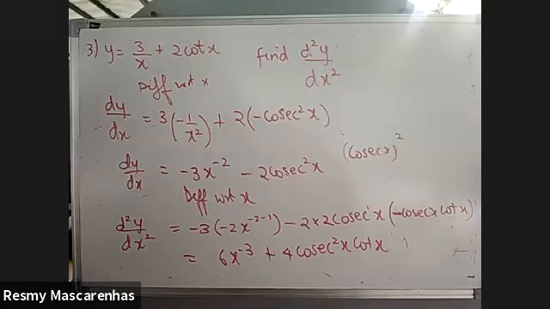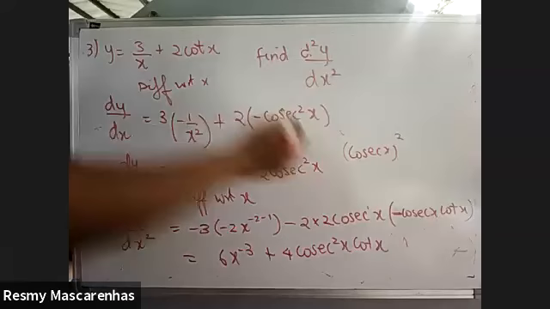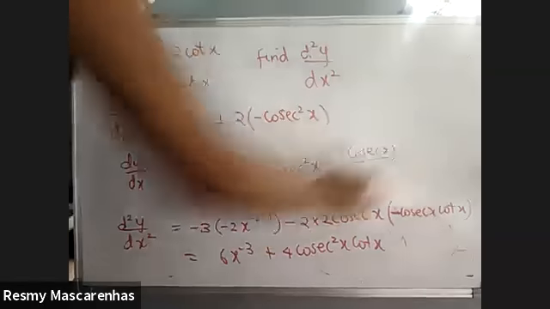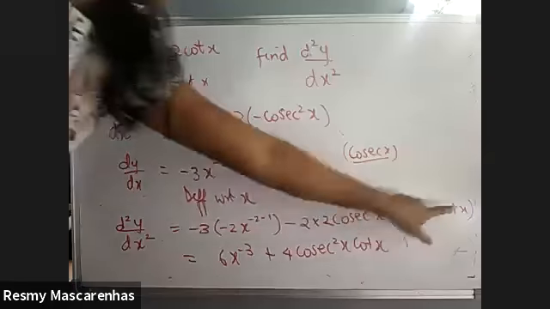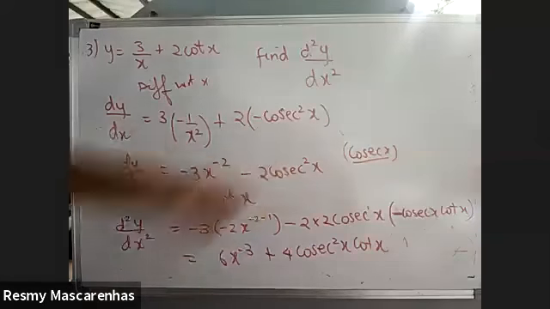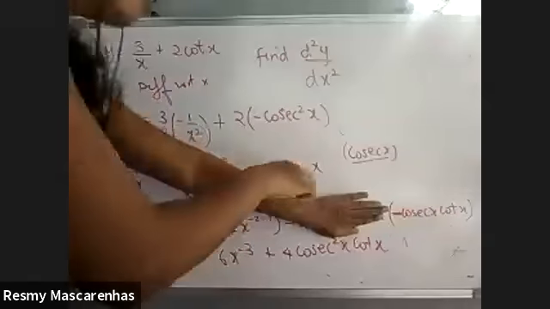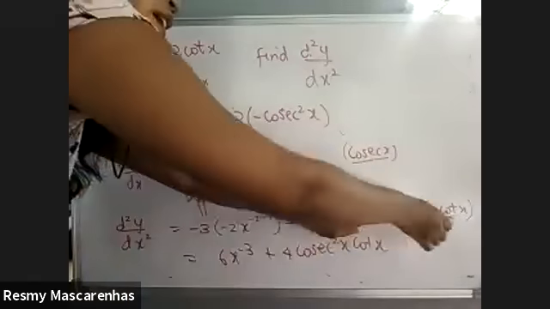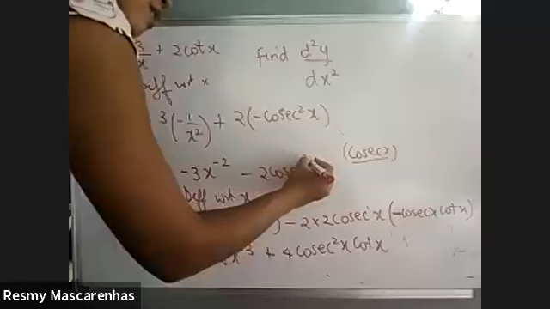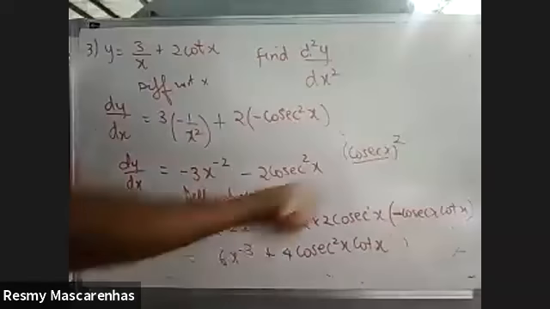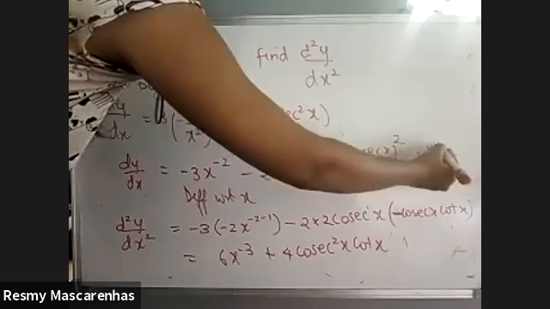Anyone having doubt in the third problem? I've taken the derivative of the first one. So why that minus cosec into cot x? See, what is the derivative of cosec x? Minus cosec x cot x. If it was only cosec x, this would not be there. The answer would have been directly minus cosec x cot x. But there's a square term. So whenever there is a square, consider this like x square.